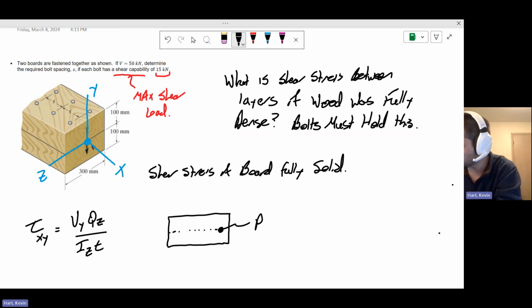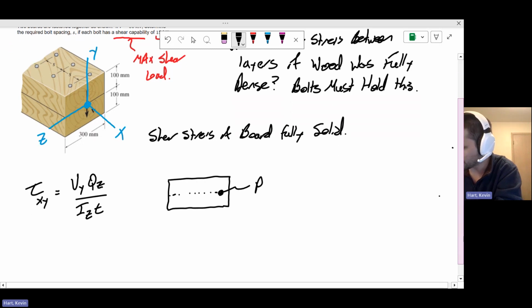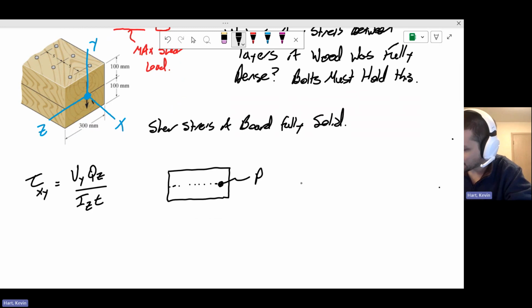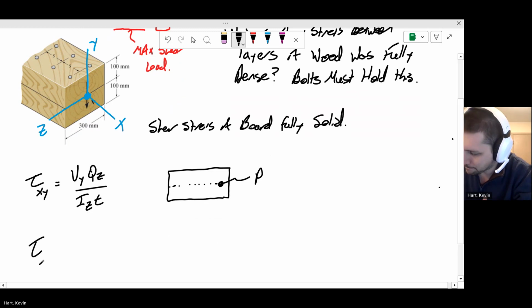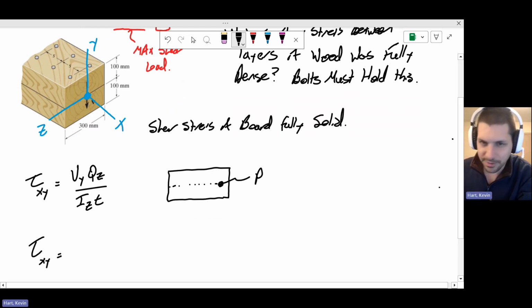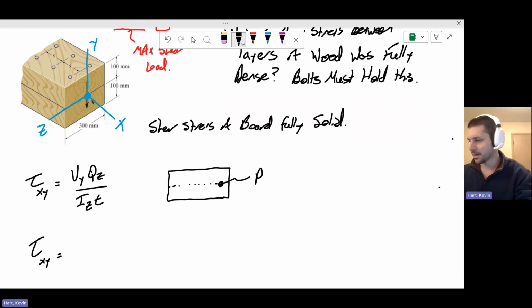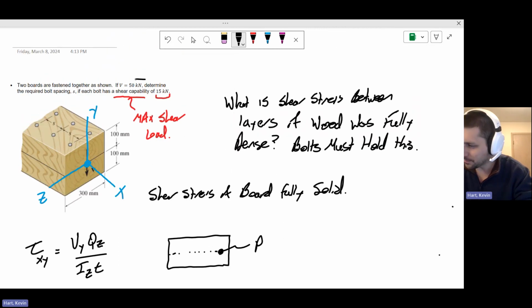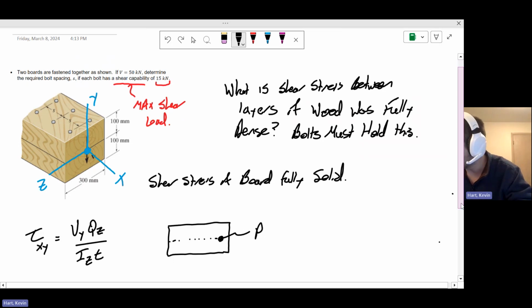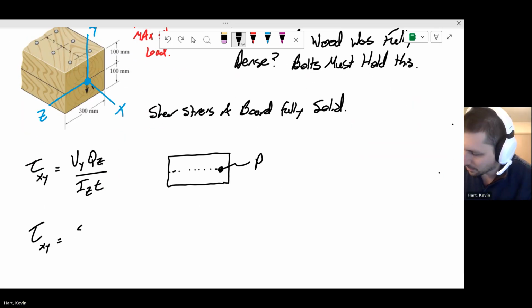Okay, so we're given some dimensions of this thing. We can use that to our advantage. Let's get through it. Here, Vy is the transverse shear in the cross-section. We're actually given this in the problem. We're told that Vy is 50 kilonewtons, so the shear load in this cross-section is 50 kilonewtons. We can just put that in straight away.